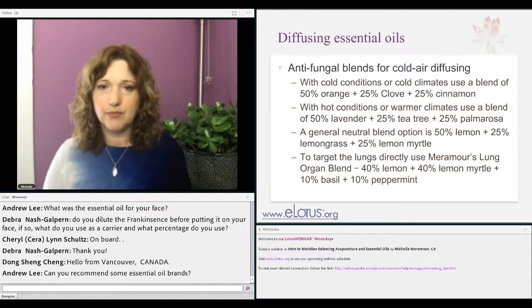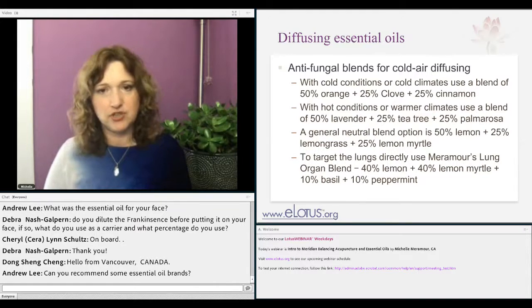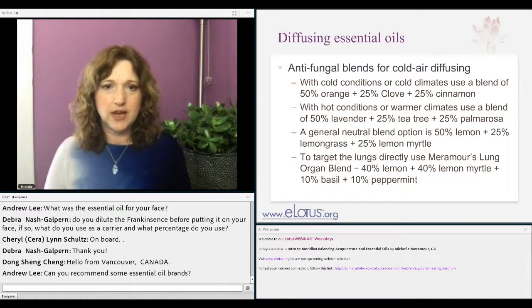But palmarosa is beneficial for the skin. It's easier to tolerate, and it's kind of cooling to the skin. So this would be a great antifungal blend for the warmer climates.